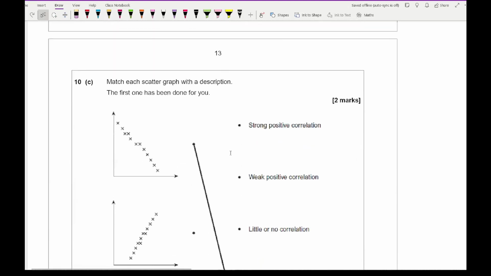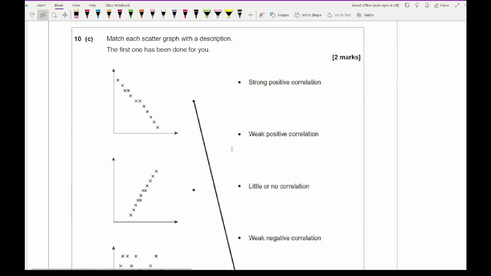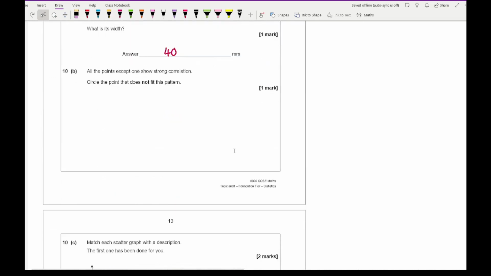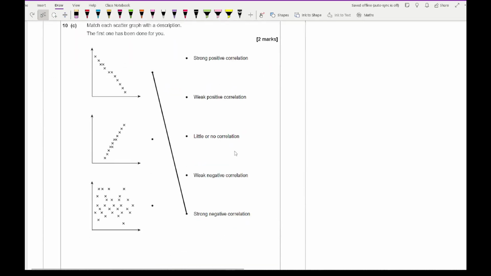Then moving on to 10C, it says match each scatter graph with the description. The first one has been done for you. So if I just zoom out a little bit, we can see, of course, it's going to reset. So there we go. Here, the second graph shows extremely strong positive correlation because the line's going upwards and it is virtually in a straight line. So that's going to be connected to the first one. And the third graph shows absolutely no correlation. So that's going to be that one there.